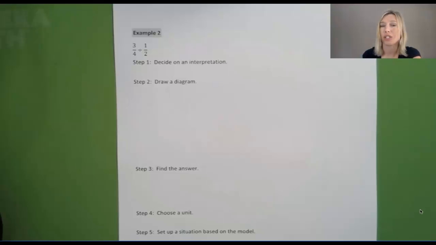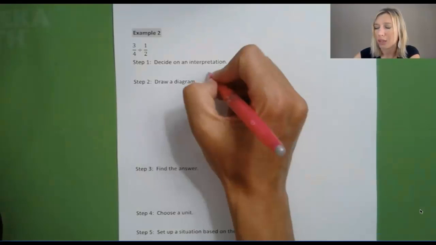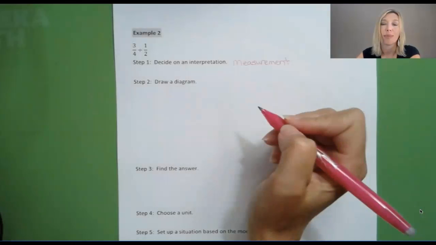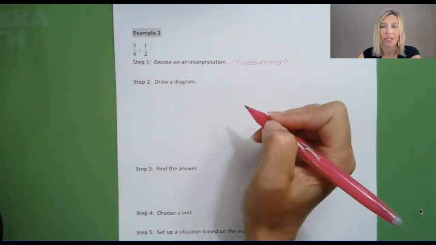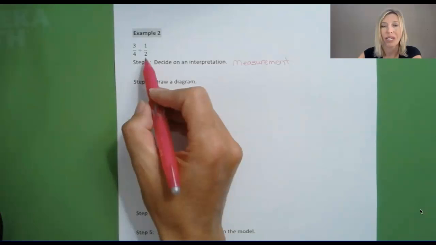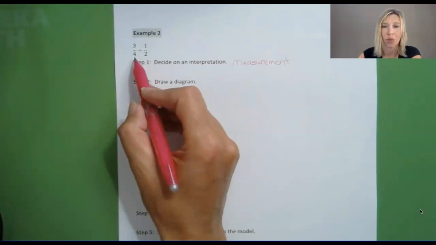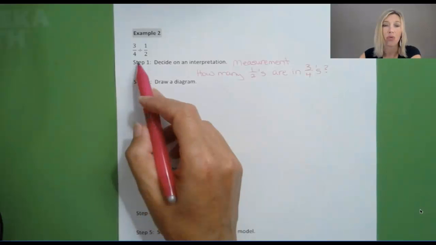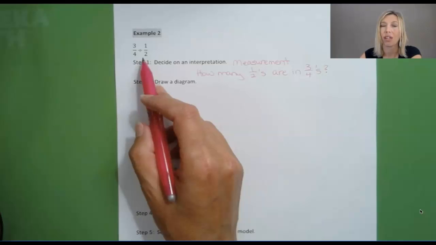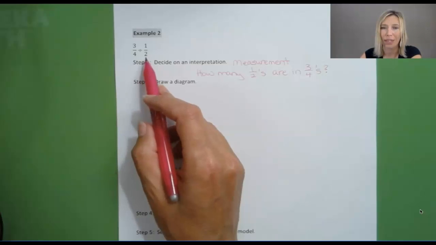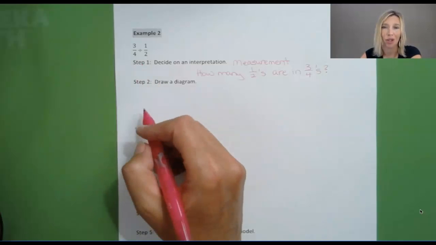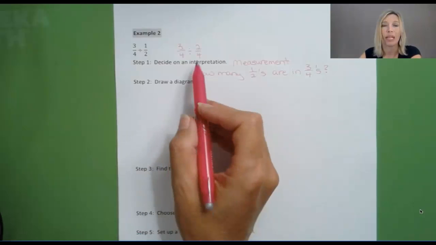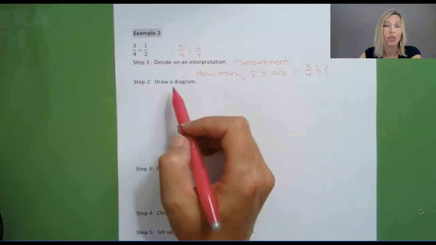Step 1, decide on an interpretation, which we've already decided was measurement. And remember, in measurement, the question that we're asking is how many 1/2s are in 3/4? The next step that we took was to think about how we could write this problem using common denominators. I think you should write yours with common denominators now and come back when you're ready to show me. I know I can rename 1/2 as 2/4.